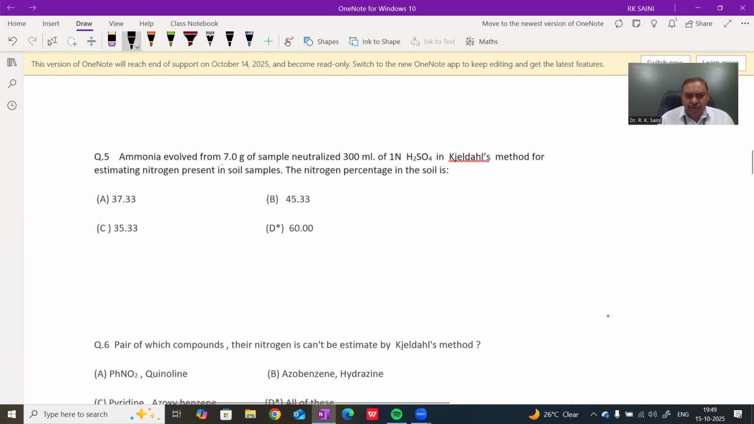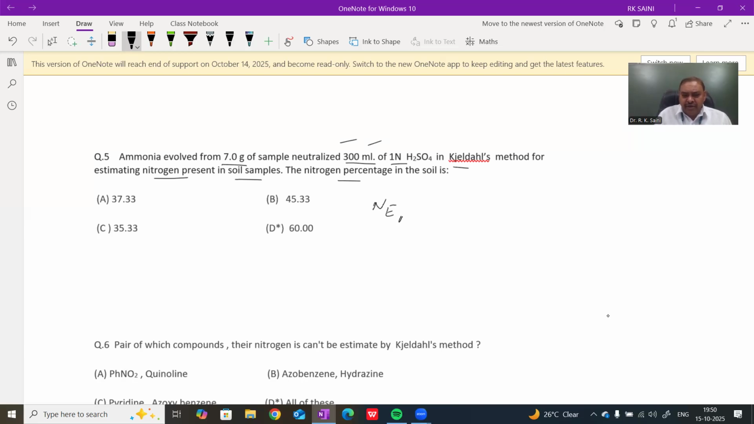Ammonia evolved from 0.7 gram sample of organic compound is utilized by 300 ml of 0.1 M H2SO4 in the Kjeldahl method for the estimation of nitrogen present in a soil sample. Find the percentage of nitrogen in this sample. First, we find the nitrogen.